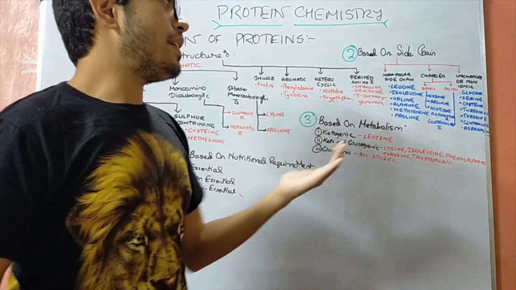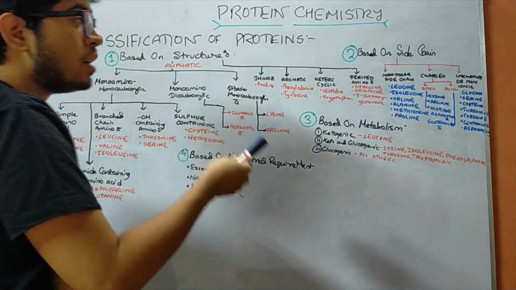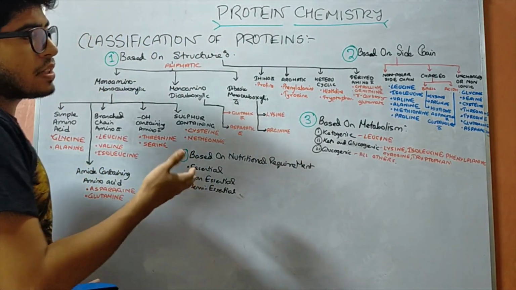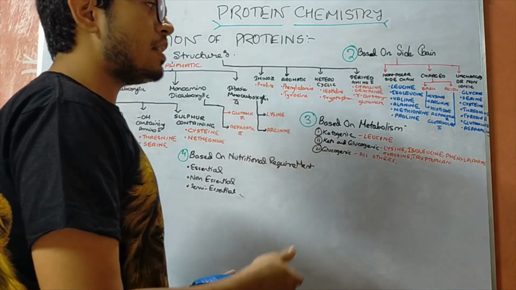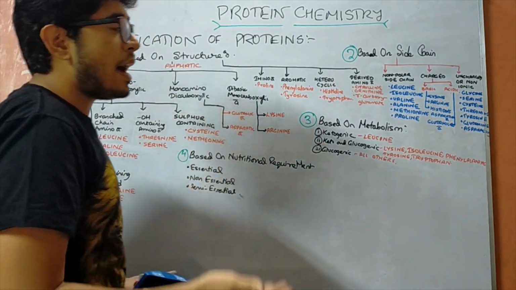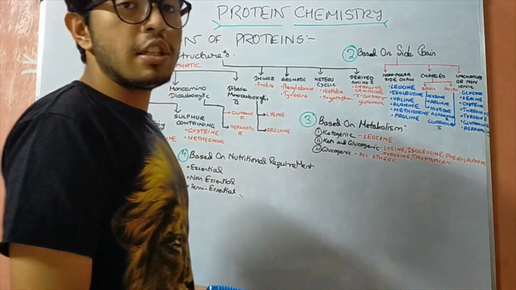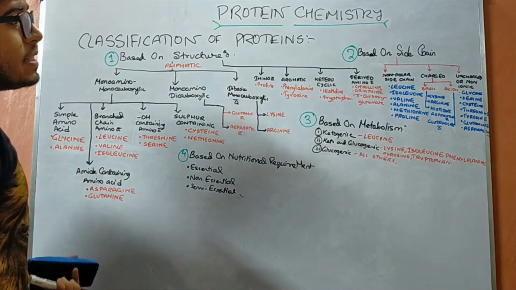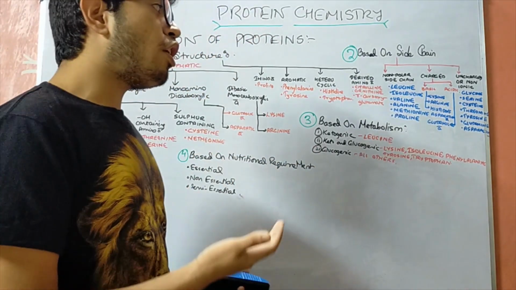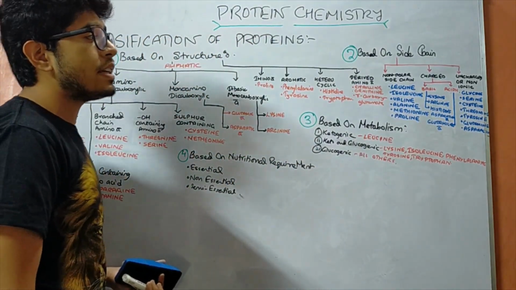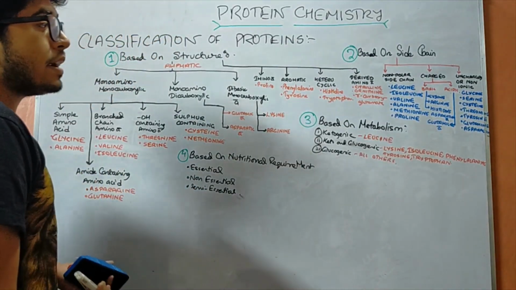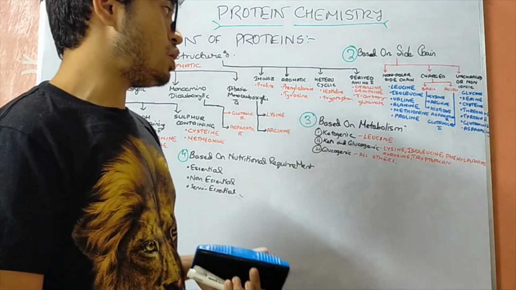Based on side chain, amino acids can again be classified into non-polar, charged and uncharged. Non-polar side chains include leucine, isoleucine, valine, alanine, methionine, proline, etc. The charged can again be divided into basic and acidic. Basic includes lysine, arginine, histidine, whereas the acidic includes aspartic acid and glutamic acid. The uncharged or non-ionic includes glycine, serine, cysteine, threonine, tyrosine, and also glutamine and asparagine.